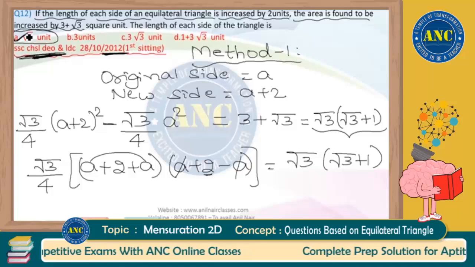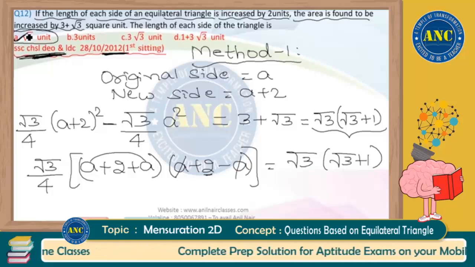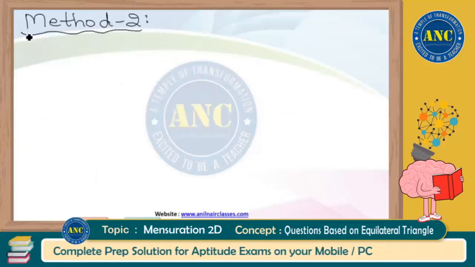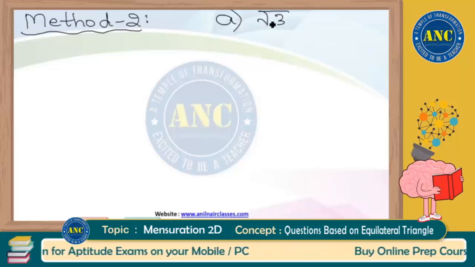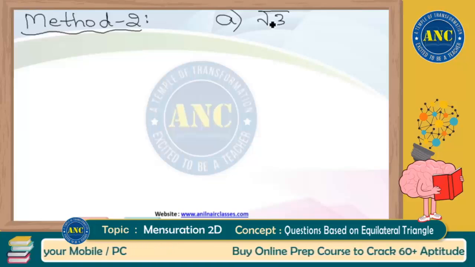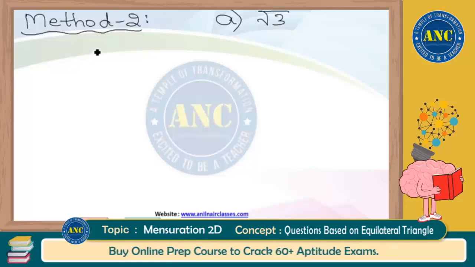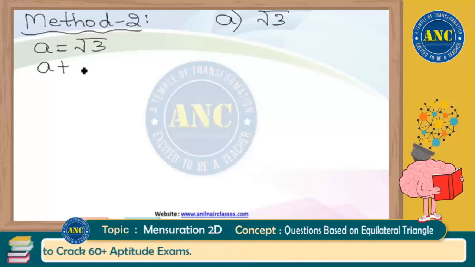This is exactly what I said you people. You might have a chance where your first option itself might be the correct answer. Then you will save even more greater time. That is what I am trying to save here with this beautiful method called as options method by using answer options. If I take root 3, now a value, length of the side is root 3, and they are saying that the length of the side is increased by 2, so it becomes root 3 plus 2.